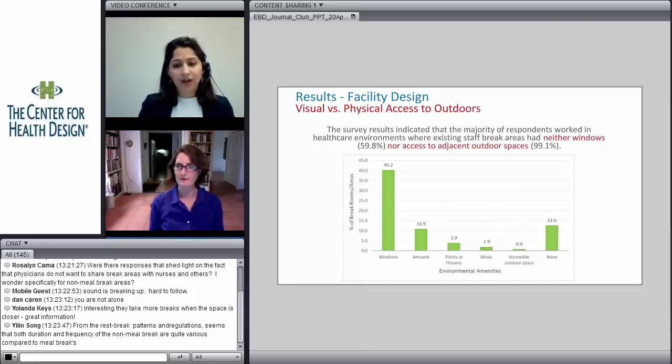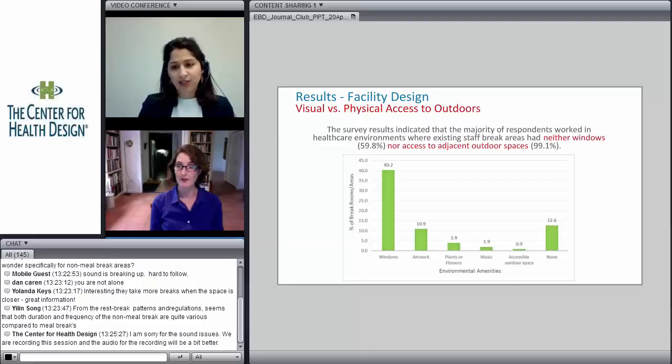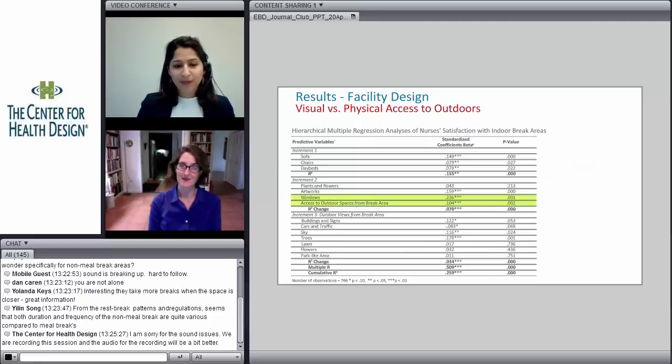But when we asked about environmental amenities in their existing break areas, the majority of them, about 60%, didn't have any windows, and about 99% didn't have any adjacent outdoor spaces. That's pretty sad. But when we did the hierarchical multiple regression analysis, we found that having windows and having access to outdoors are significant predictors of how satisfied they are with their indoor break areas.